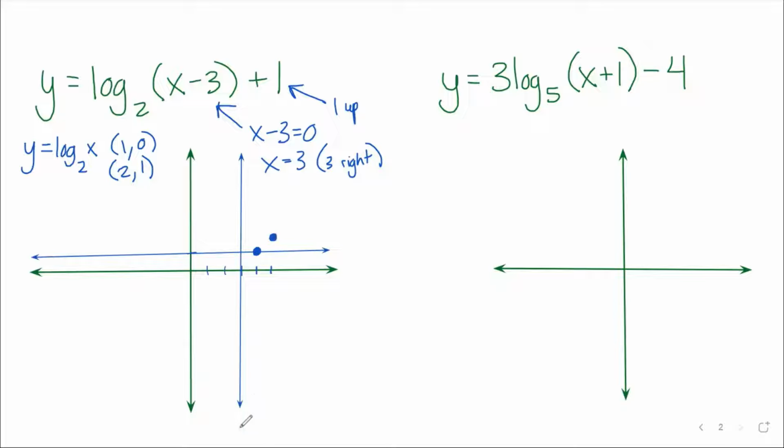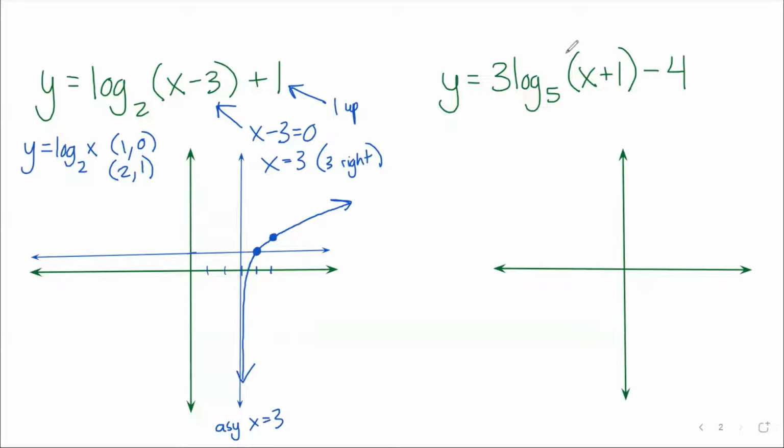And I know that this is going to be my asymptote. It's now at x equals 3 because we went 3 to the right. And so it's going to start along that asymptote, curve up like that.